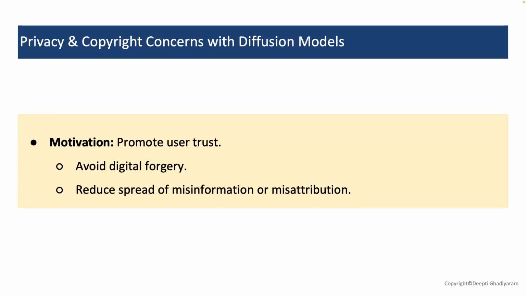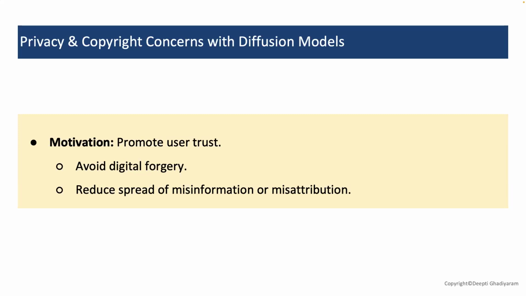So taking a step back, the biggest appeal of generative diffusion models was that they were able to synthesize completely novel images or videos, something that they have not seen in the training data. So it was initially observed that, because the data being generated is so novel, maybe we don't even have to worry about privacy and copyright issues.